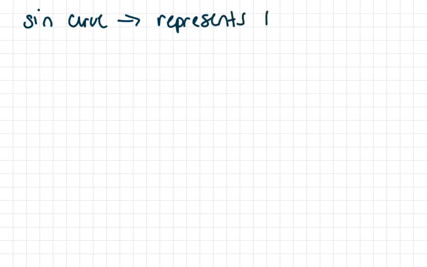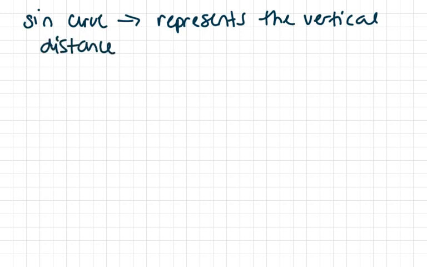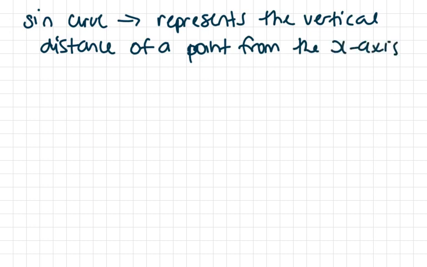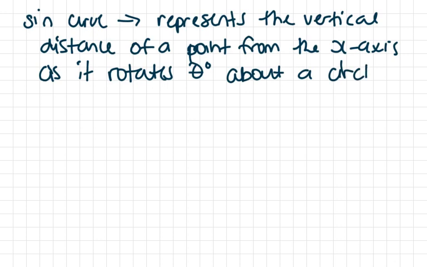I'll give you the definitions of these for a second. So the sine curve represents the vertical distance of a point from the x-axis as it rotates theta degrees about a circle with radius 1. Just if you're wondering where we're getting these numbers from, that's where.